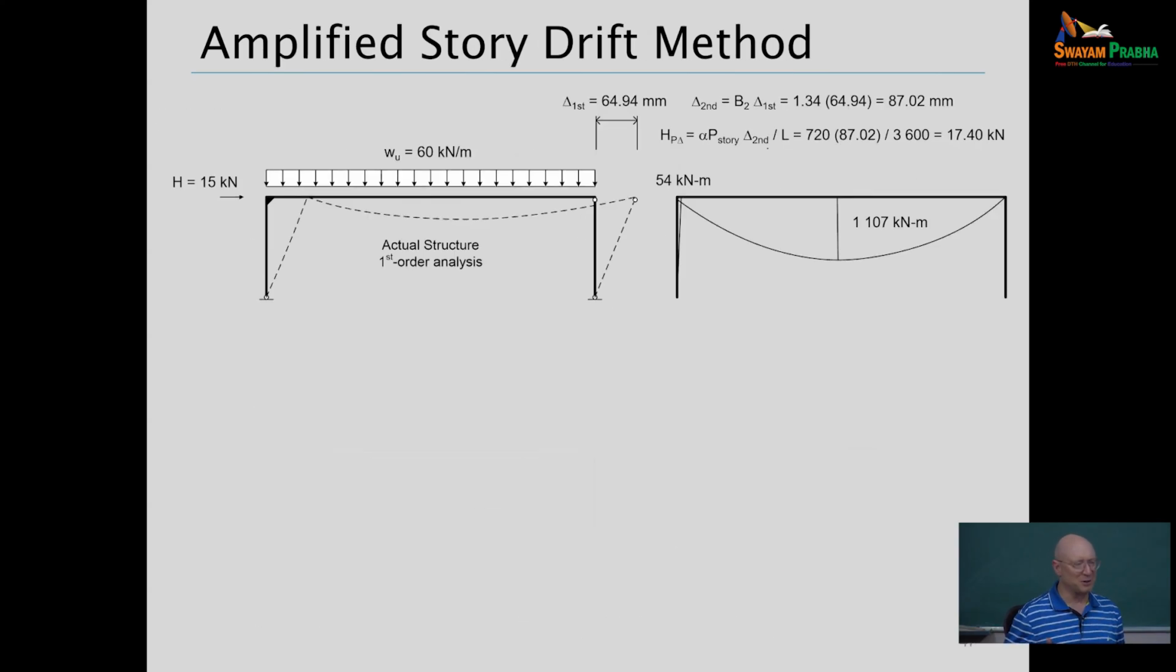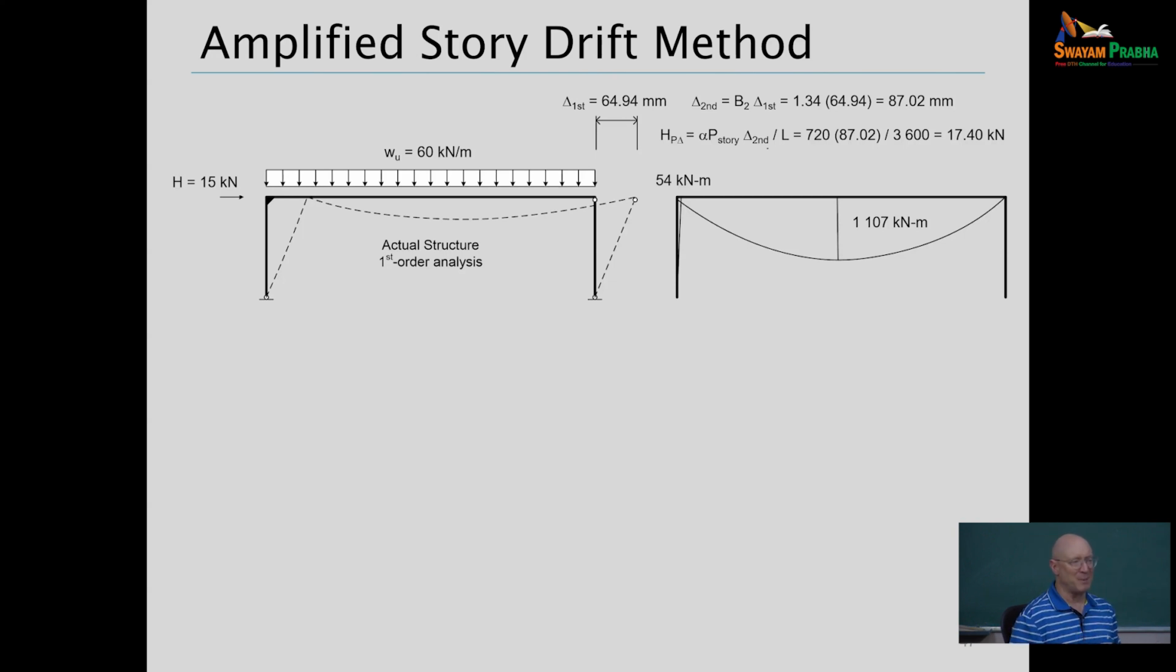The third method actually works pretty well. I call it the amplified story drift method. If you're familiar with the literature, there's a lot of literature out there that refers to different ways, historically, of doing what we call a P large delta analysis on a frame.